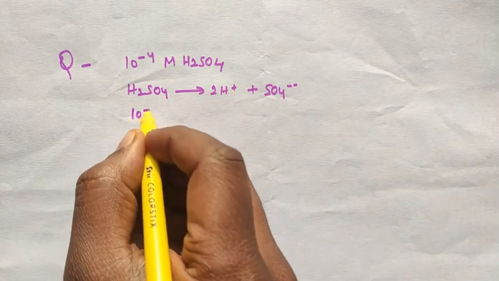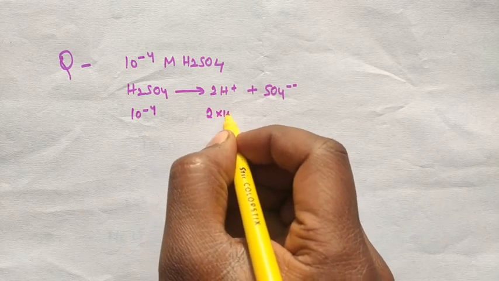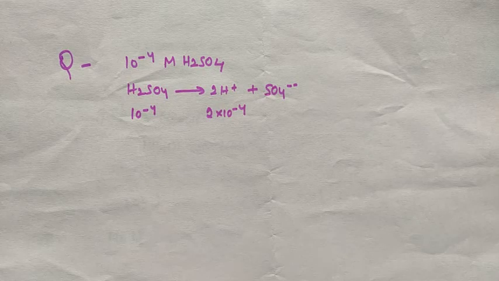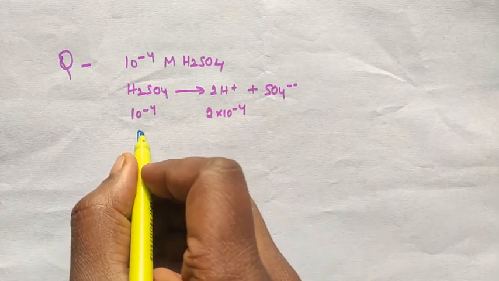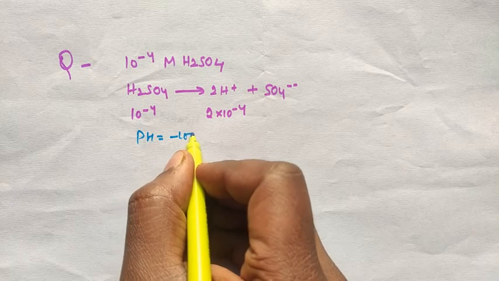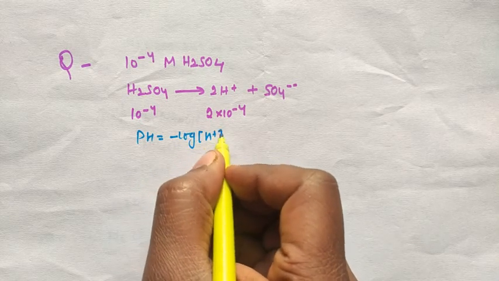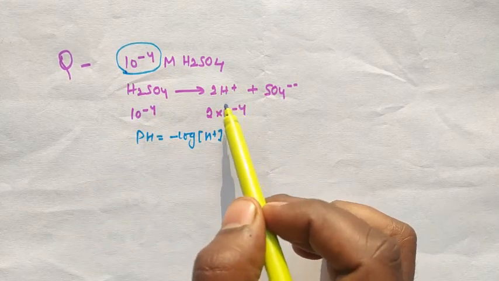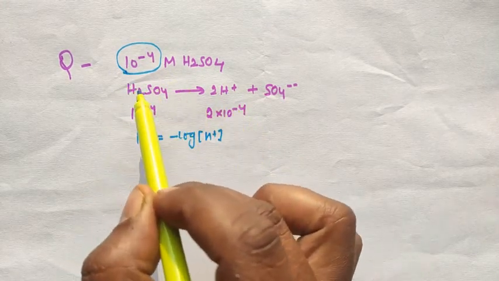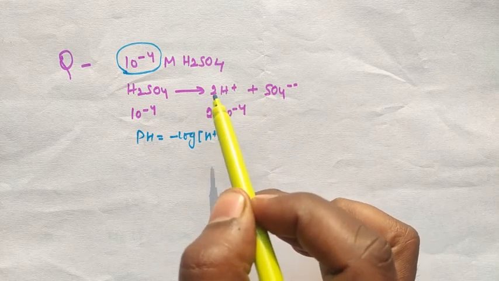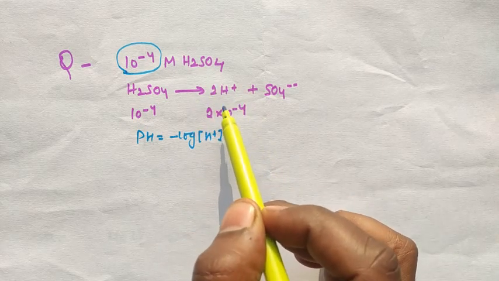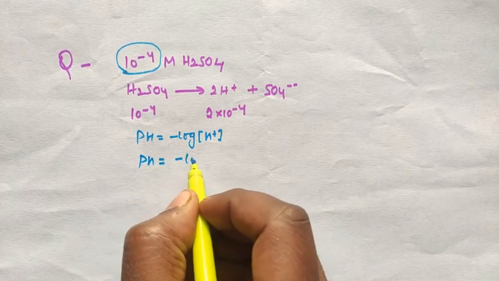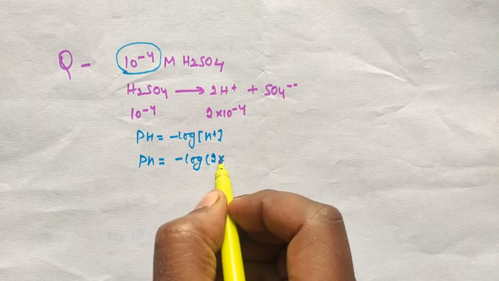Suppose this is 10 to the power minus 4, so H plus will be 2 into 10 to the power minus 4. Now you have to keep in mind the formula pH is equal to minus log H plus. Now H plus is 2 times 10 to the power minus 4, because this is a strong electrolyte. Don't put just 10 to the power minus 4, because H2SO4 after ionization will give 2H plus, so the concentration of H plus will double. So pH will be equal to minus log of 2 into 10 to the power minus 4.